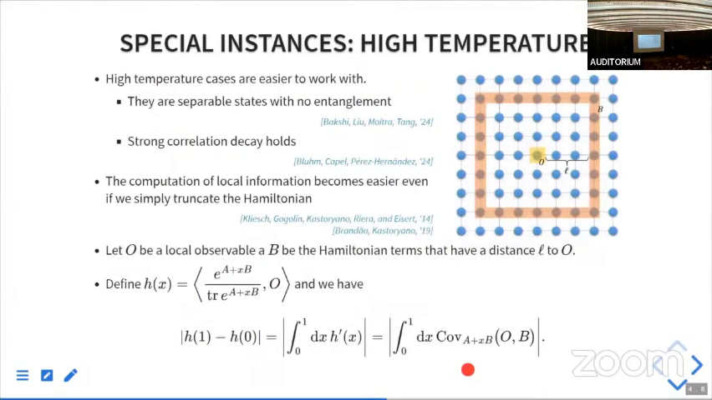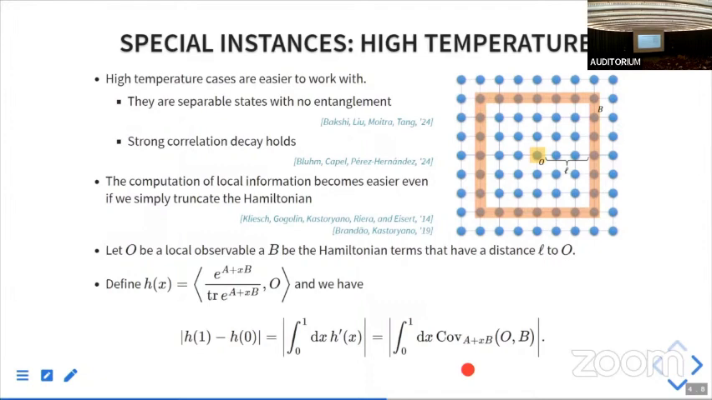The other direction we consider is trees, right? And BP algorithms work well on trees, and there are quantum analogs. There is another direction people can consider: if you think about the temperature as an input, if the input temperature is very high, then we know that things are much easier. In a very recent paper, Akashi, Liu, Motora, and Chan proved that these states are exactly separable states, not even close to separable states. And so, from this very recent result, we know that strong correlation decay holds for systems when the temperature is high.